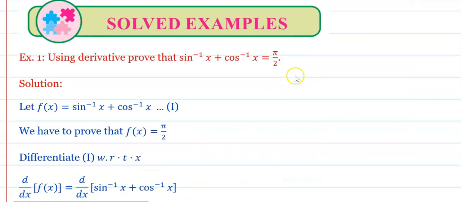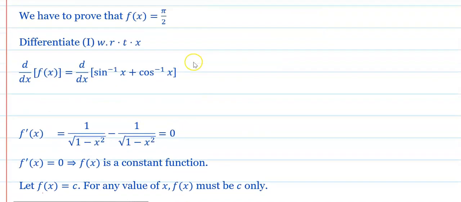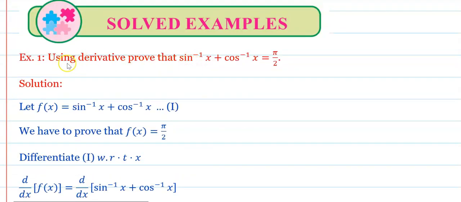Okay, now we will start the sort examples. Now the first problem: using derivative, prove that sin inverse of x plus cos inverse of x is equal to pi by 2. Now here f of x is equal to sin inverse of x plus cos inverse of x, call it 1. We have to prove that this f of x is equal to pi by 2.